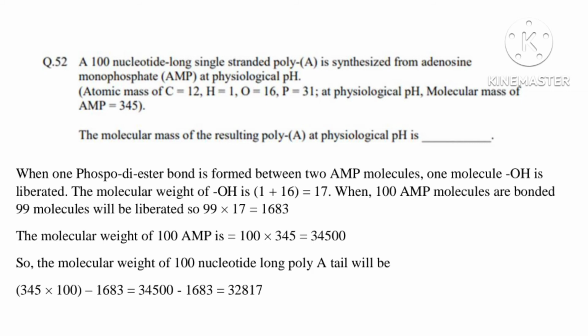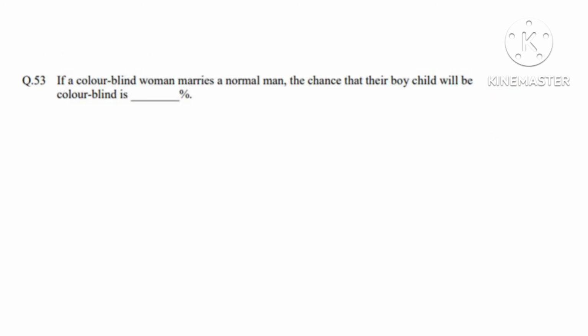So 99 into 17 is 1683. Now the molecular weight of 100 AMP is this. So the molecular weight of the 100 nucleotide long poly A tail will be the molecular weight of 100 AMP minus the molecular weight of 99 OH groups. So it now comes to 32,817.